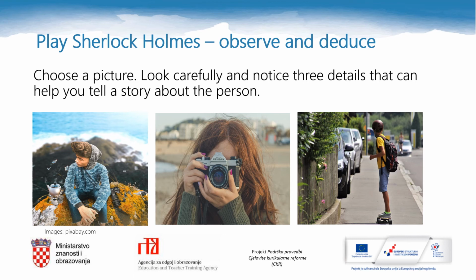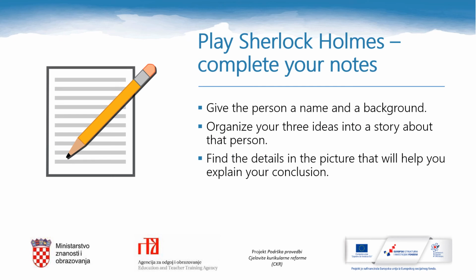Let's imagine you are Sherlock Holmes. Pick your picture. Notice 3 details. Make your notes. Give that person a name. Think of a background. Who is that person? Organize your 3 ideas, your 3 details that you have noticed in the photo, into a story about that person. Find the details in the picture that will help you explain your conclusion.